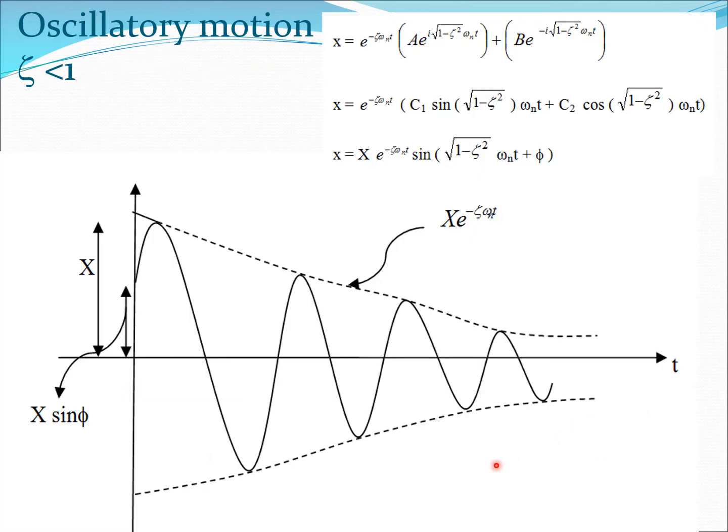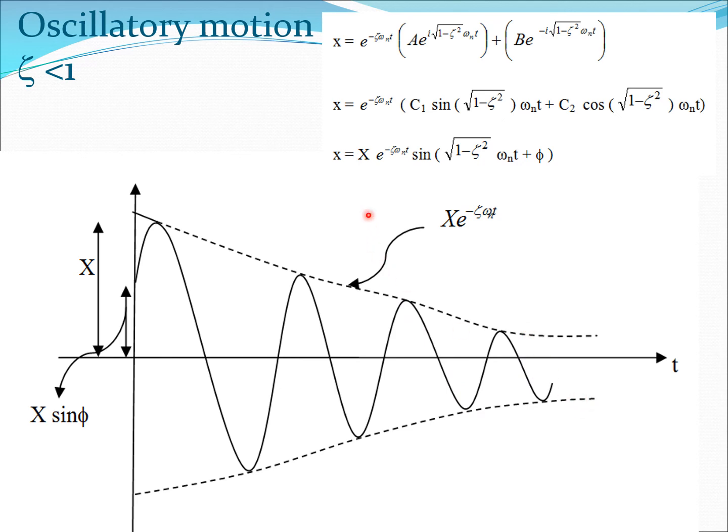Let us now pictorially look at these three types of motion. So let's start with zeta less than 1. This is the vibratory motion. So you can picturize this graph by looking at this equation here. If we were to set time equal to 0, the sine term would be 0, so we would get X sine phi, this term being 0. So that's where this graph starts from, X sine phi, and then it continues like this.